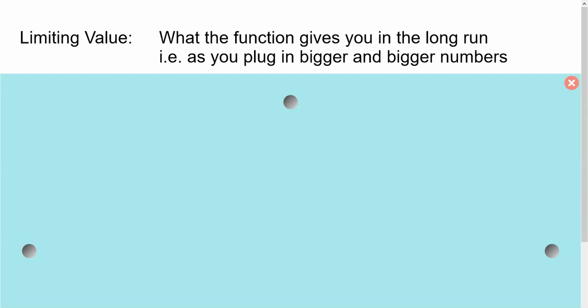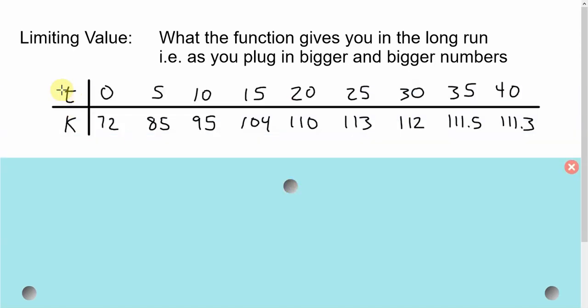We have seen limiting values in the context of tables and graphs. Let me just go over those real quick. In a table, let's say we have a variable t, and the function that depends on t is k. So t is going by 5s, and if you look at k, it's growing, it's growing, but it's growing by less and less. And actually it goes down right here, but it does seem to be leveling off maybe at around 111 perhaps. So you can see that in a table usually.